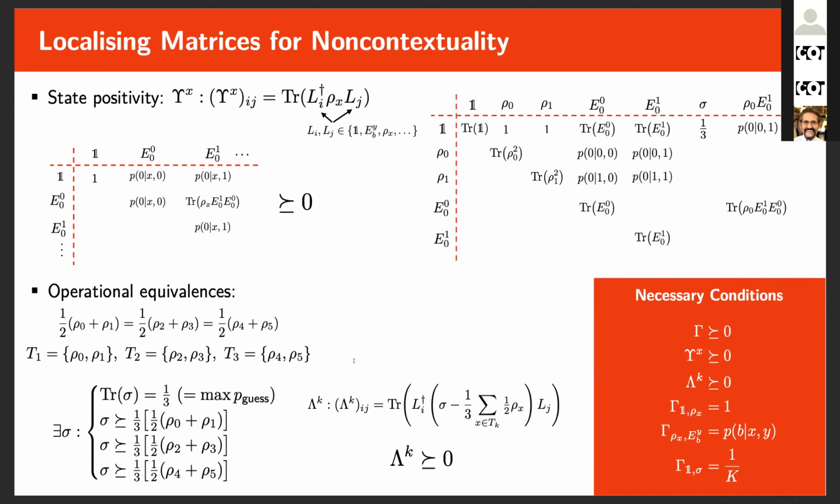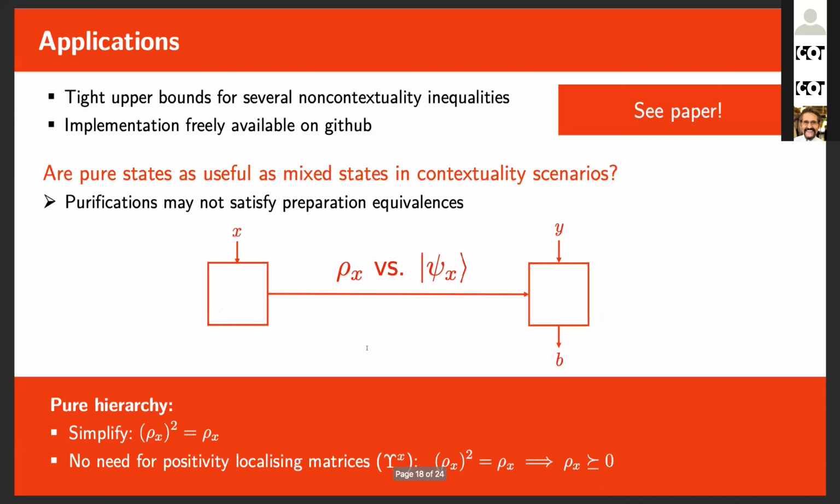Are these necessary conditions strong enough to obtain non-trivial results? And I guess the answer is yes, because otherwise I probably wouldn't be here telling you about it. So we're able to use it to obtain actually tight upper bounds on the violation of several non-contextuality inequalities. But I won't go through these and list them. I think if you're really interested in this, you should have a look at the paper.